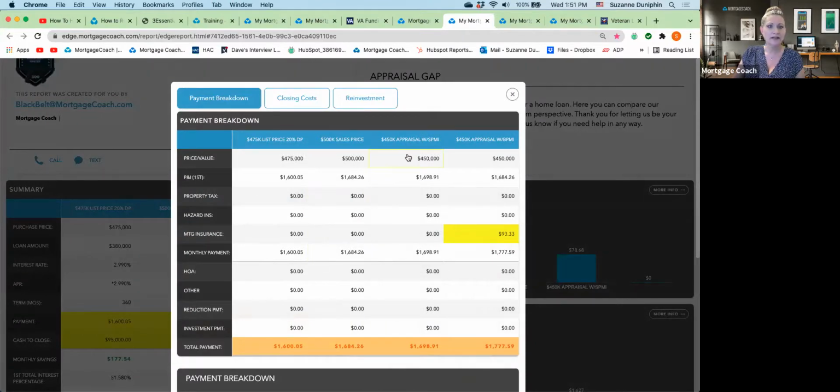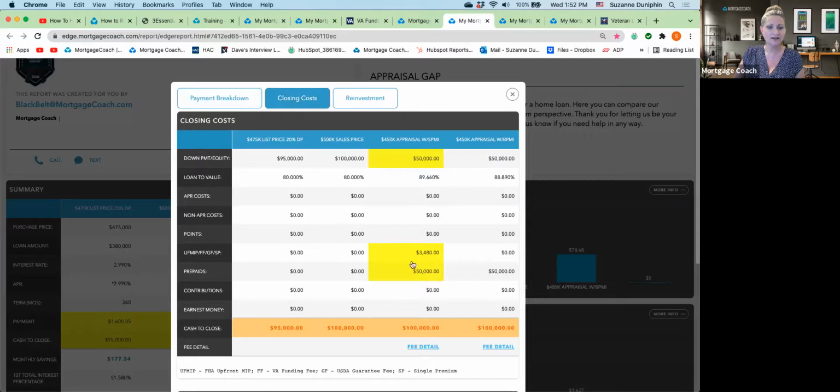Okay, with the appraisal gap here, we're 50 grand less. This is single premium MI. So with the closing costs, there's that single premium MI. The down payment is 50. They're bringing in another 50 for that gap, but they don't know that. They still are bringing $100,000 cash to close. Well-qualified borrower. Okay, that's your single premium MI.